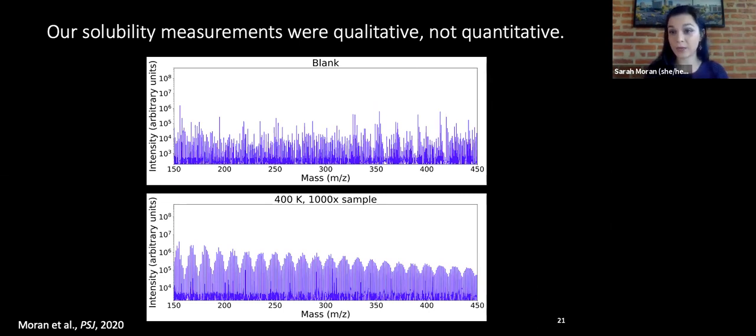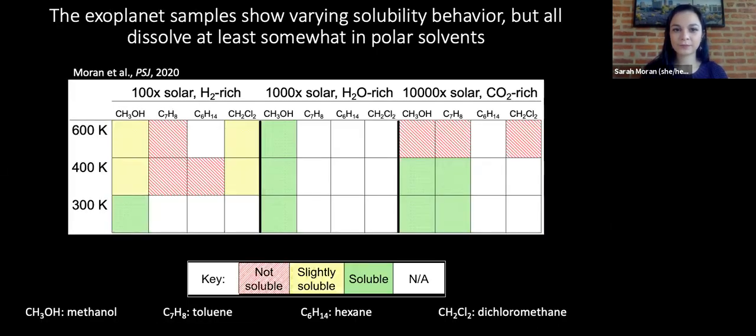And essentially that was what I did to figure out whether or not samples were soluble, in addition to looking and seeing if there was a bunch of sediment left at the bottom of the vial. And so I ended up with a plot that looks like this. You can divide this again into looking at the hydrogen-rich, the water-rich, and then the CO2-rich gas mixtures. Those are where those particles came from. And then again, 600, 400, 300 Kelvin.